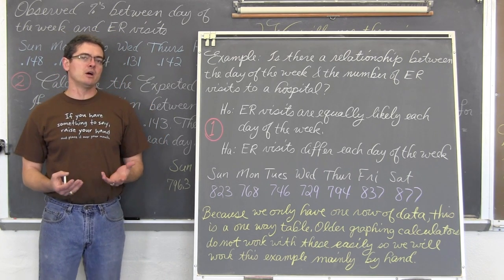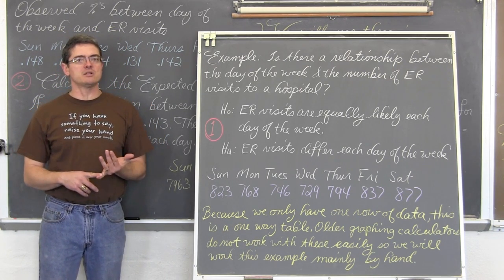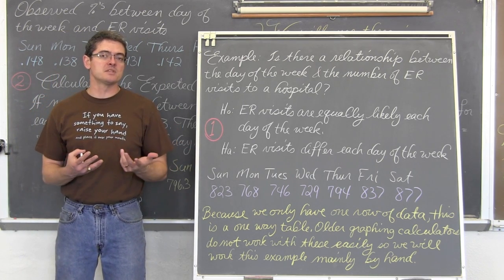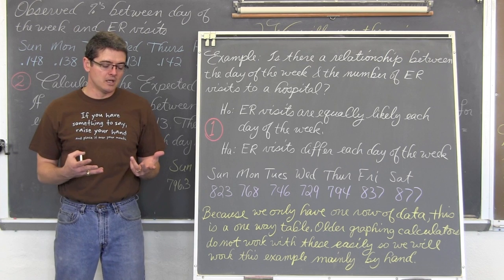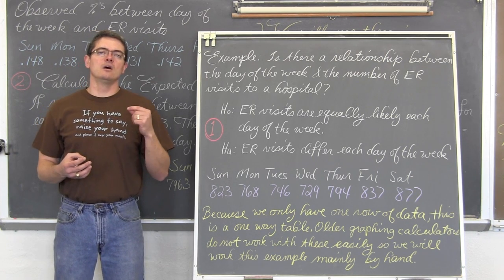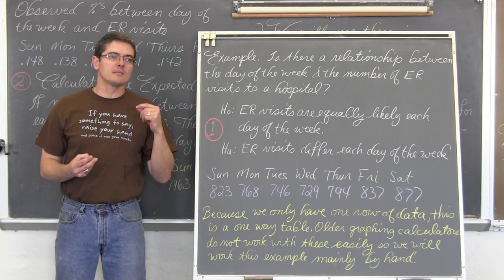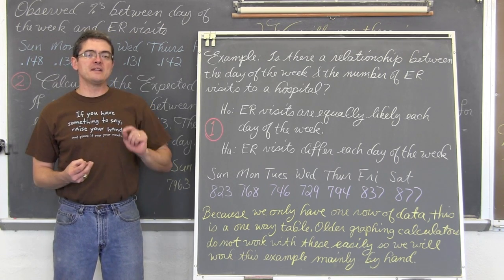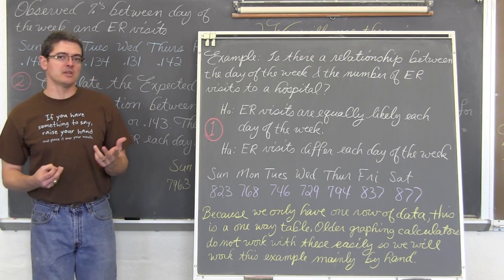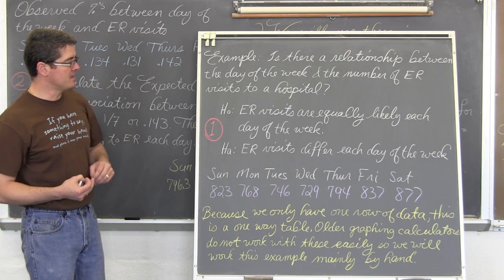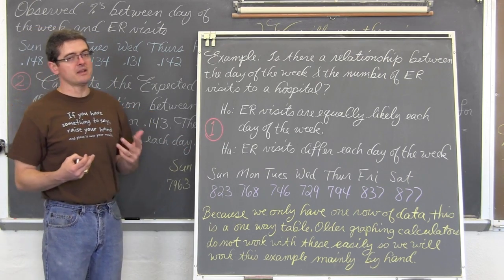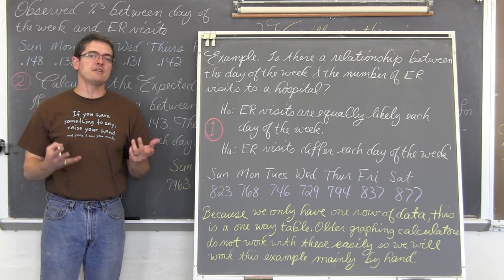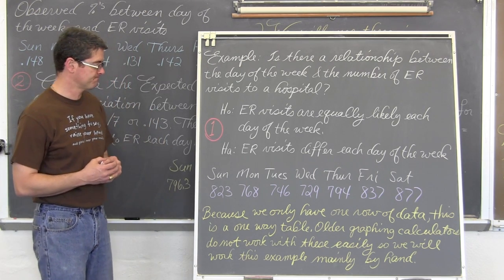Remember, we set up H sub O as either there's no association between the day of the week and whether or not somebody comes into an ER for a visit, or that your observed population distribution, or sampling distribution, fits well into the hypothesized population distribution. And then H sub A is that the ER visits do differ from day to day, or that our observed distribution does not fit the hypothesized distribution.